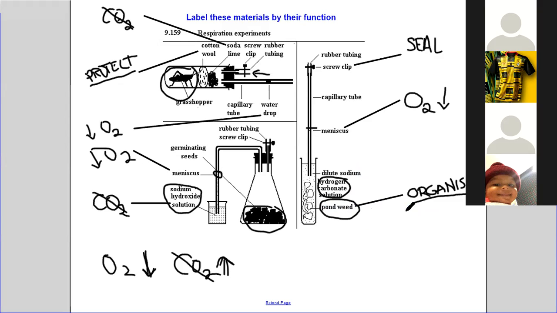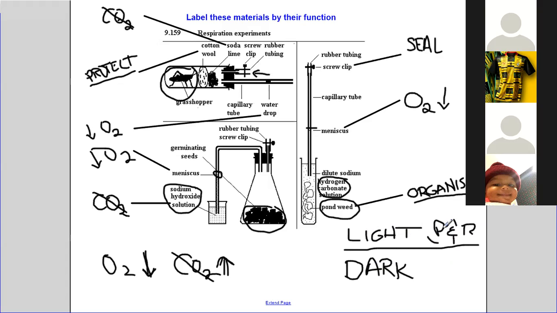So let's say that we were in the light. In the light, you're going to have photosynthesis and you're going to have respiration occurring, both. But if it's in the dark, what is the only process? I'm going to stick with you, Carlos. If it's in the dark and I'm a plant, what is the only process occurring? In the light, photosynthesis and respiration occur in the light. But in the dark, what is the only process that's occurring?